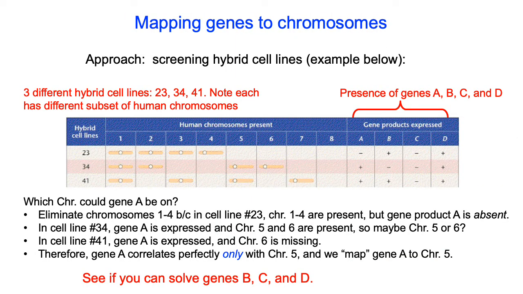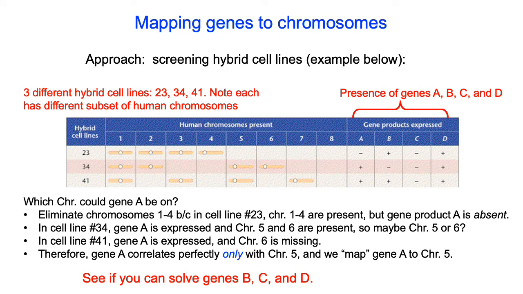So here we have some example data where we're screening 3 different hybrid cell lines. You can see they're numbered 23, 34, 41. Those numbers are just arbitrary. And then in each row, it tells you which human chromosomes are present, as indicated with the little picture of a chromosome. So in cell line number 23, human chromosomes 1, 2, 3, 4 are present, but 5, 6, 7, 8 are not.